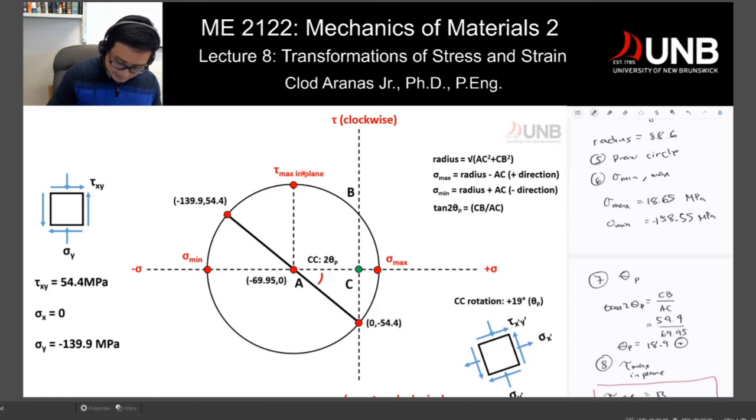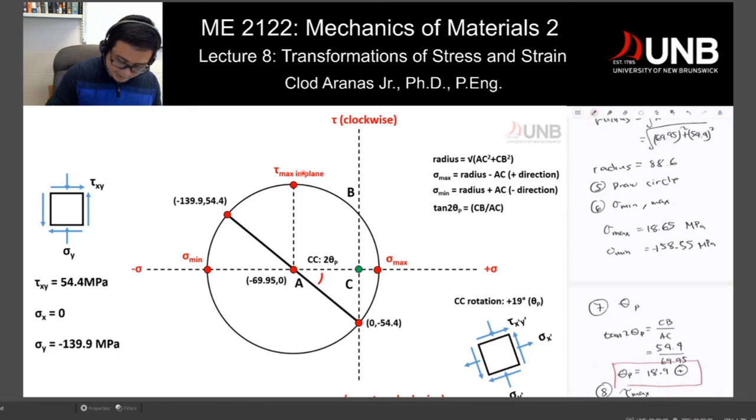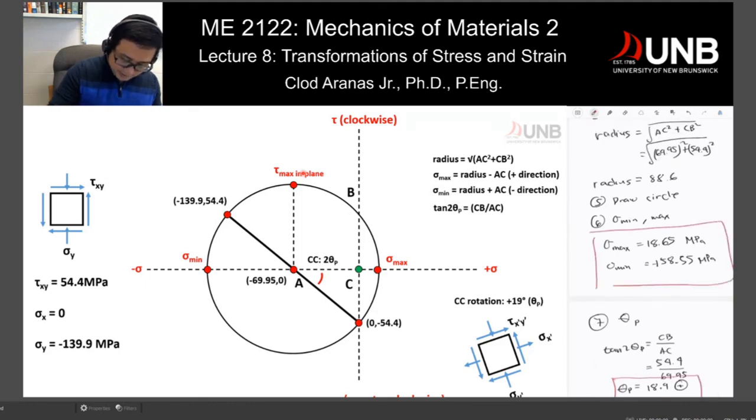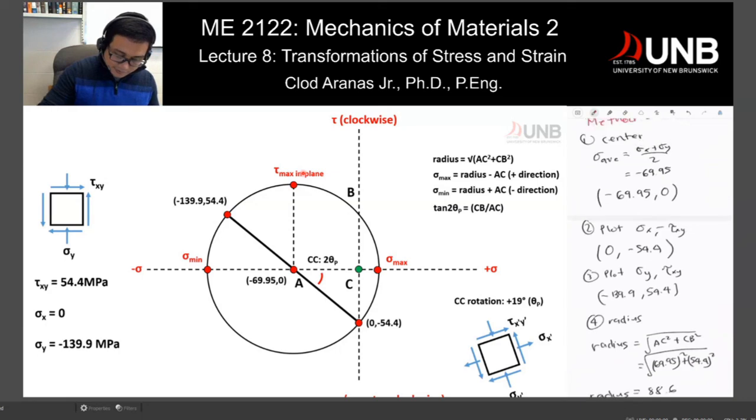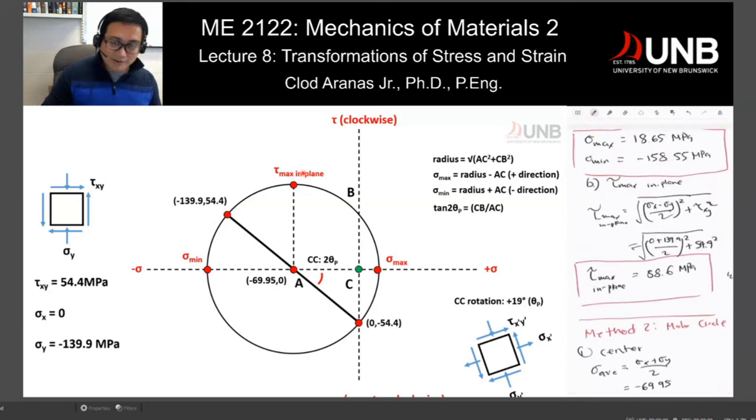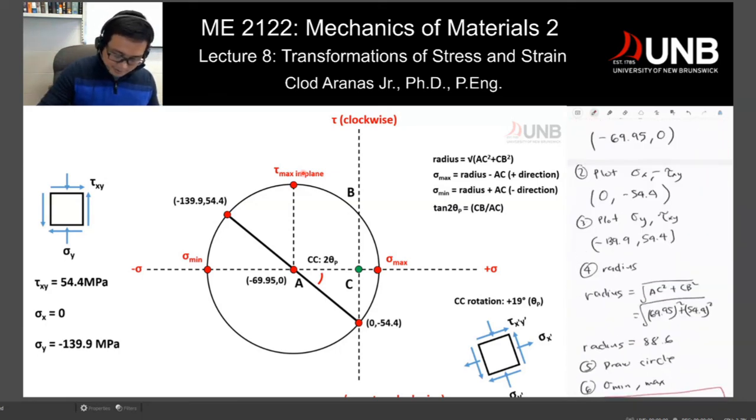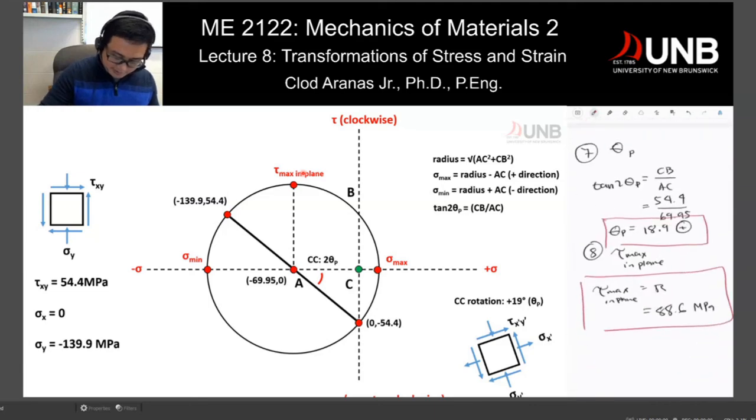So that would be the answers if you use the Mohr circle. That's the tau, that's the angle, it's positive, it's this one, and that should give you the same number. If you go right here, that would be the same. Okay, any question for this point?